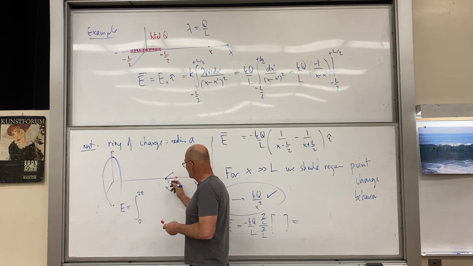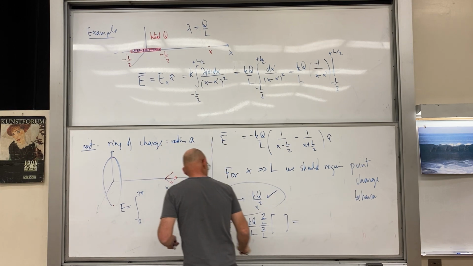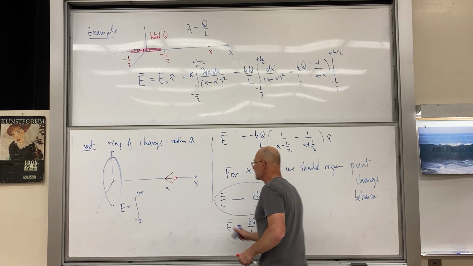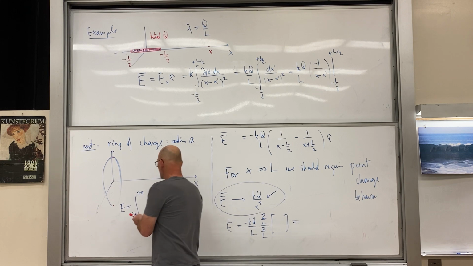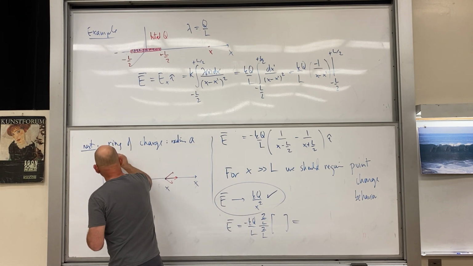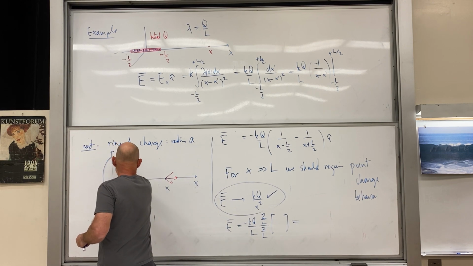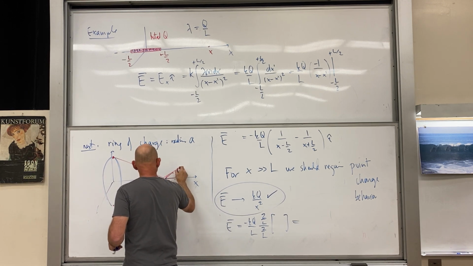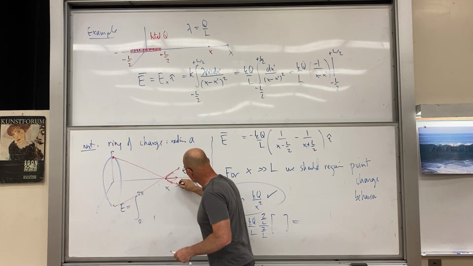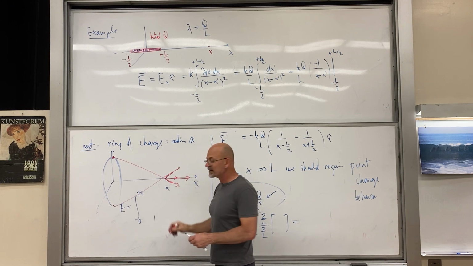So I don't actually have to write out the integral. We will have something like this. From this point here, we'll have a vector, and from that point there, we'll have a vector. And the projection of these two will be in the forward direction.